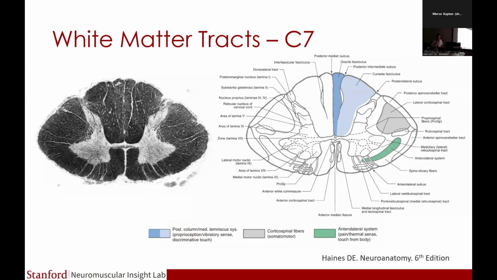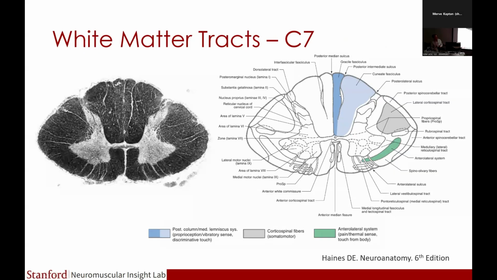This is a cross section from C7, so we're up in the neck, the cervical spine. We can see the gray matter here histologically, surrounded by the white matter and the white matter tracts. Now, these are highly organized tracts with specific functions. I'm just going to point out three of them.